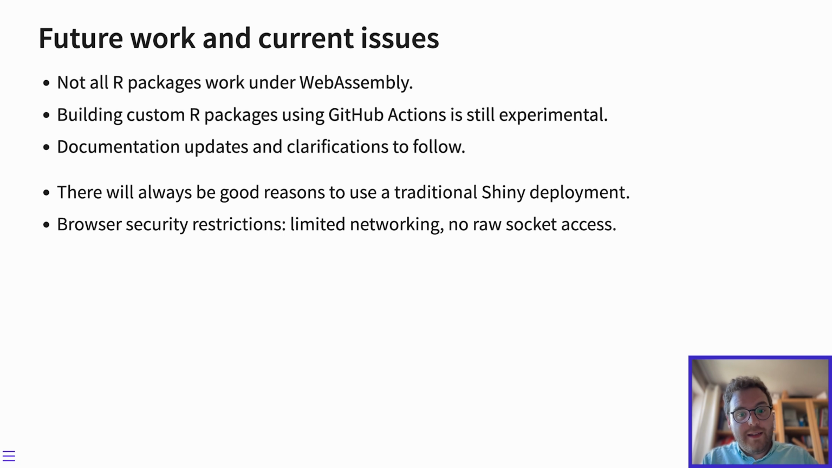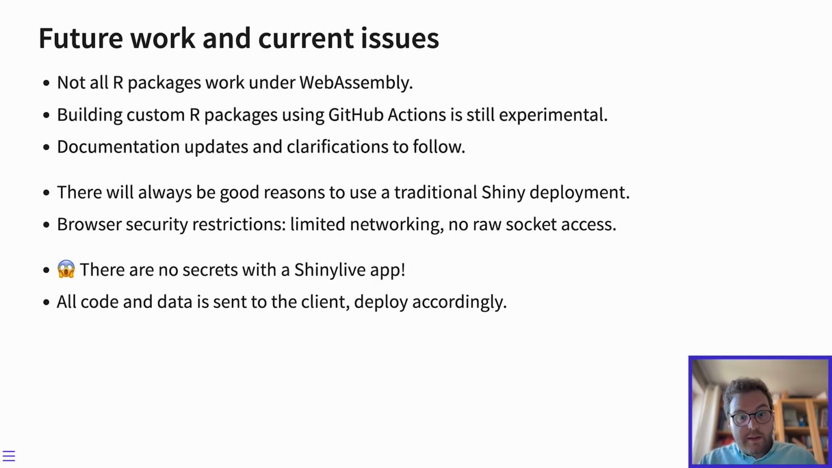Another reason you might need a traditional Shiny deployment is for browser security restrictions. Things like connecting to a database, for example, can't be done in Shinylive at the moment because the web browser simply does not give you that level of access to the network. So if you have Shiny apps that do things like connect to a database and do some work on that data, in those cases you'll want a more traditional Shiny app.